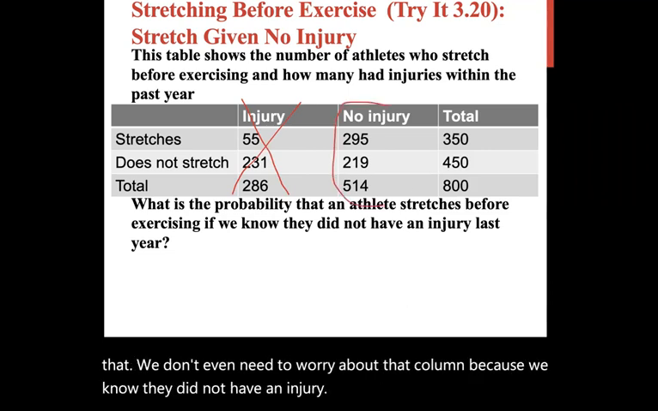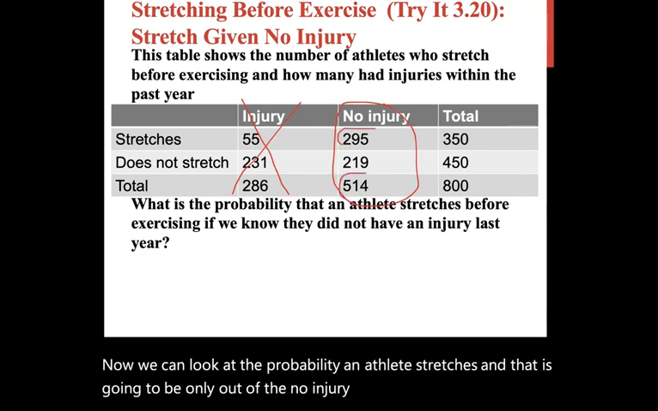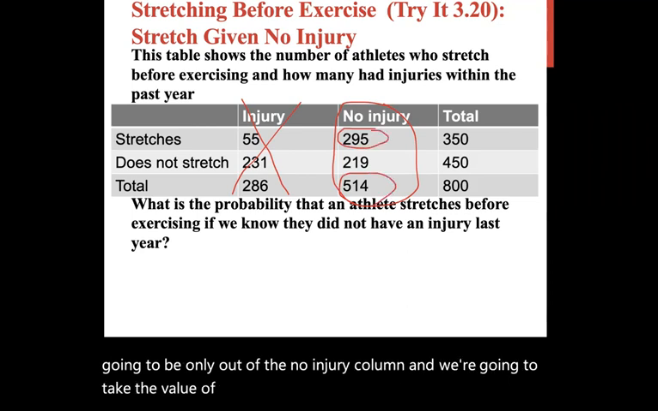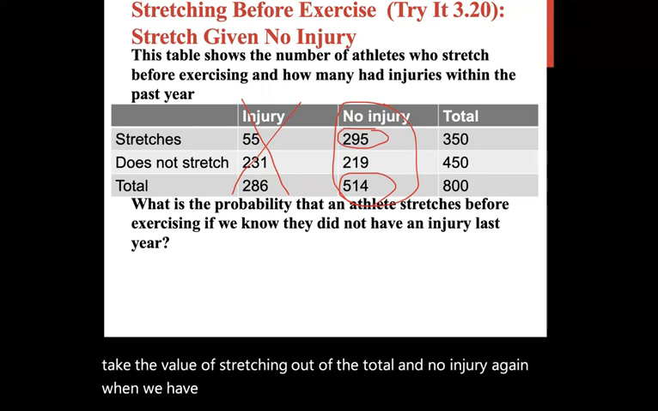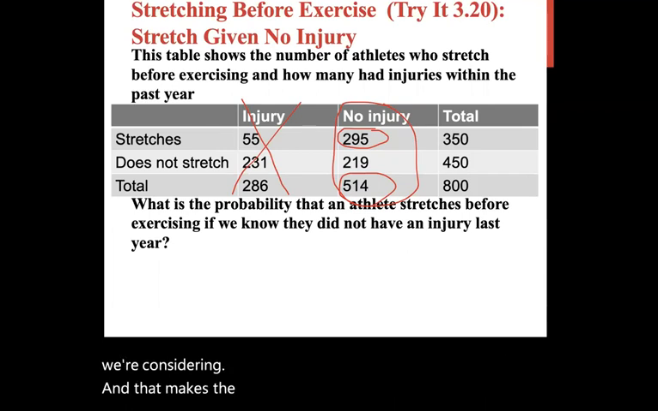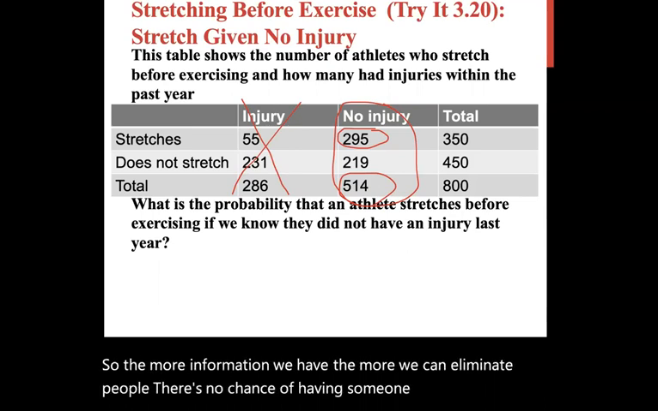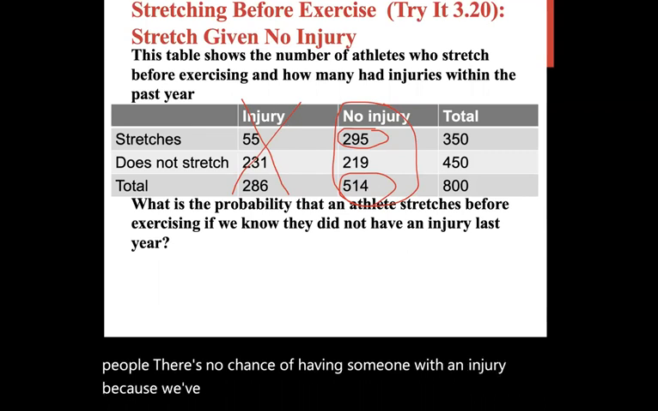We don't even need to worry about that column because we know they did not have an injury. Now we can look at the probability that an athlete stretches, and that is going to be only out of the no injury column. And we're going to take the value of stretching out of the total in no injury. Again, when we have more information, that reduces the individuals that we're considering, and that makes the probability out of that group only. So the more information we have, the more we can eliminate people. There's no chance of having someone with an injury because we purposely know that they don't have one.